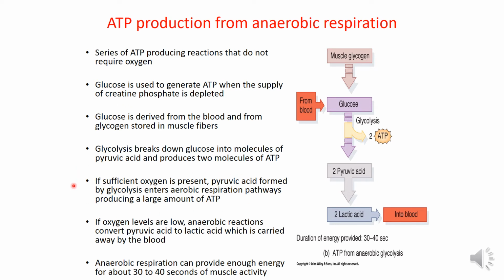If there is sufficient oxygen, this pyruvic acid will be shifted inside the mitochondria to the Krebs cycle to form a large amount of ATP. If oxygen levels are low, anaerobic reactions convert pyruvic acid to lactic acid, which is carried away by the blood. Anaerobic respiration can provide enough energy for about 30 to 40 seconds of muscle activity.